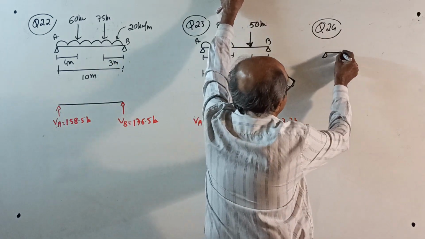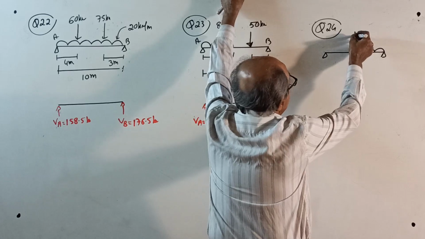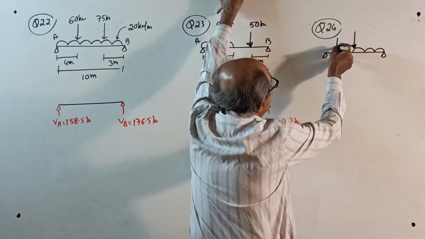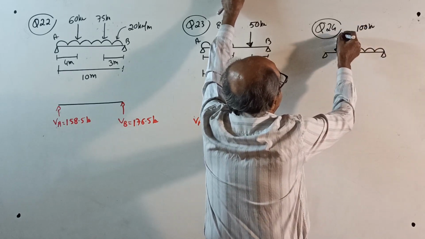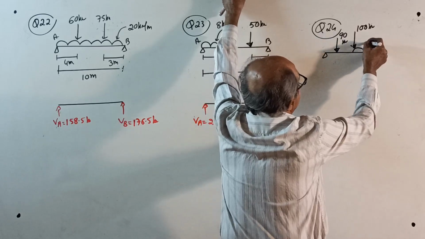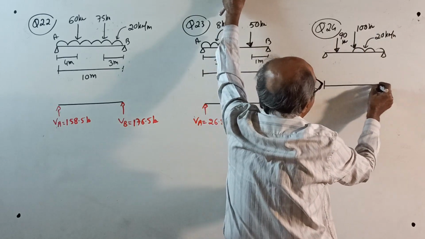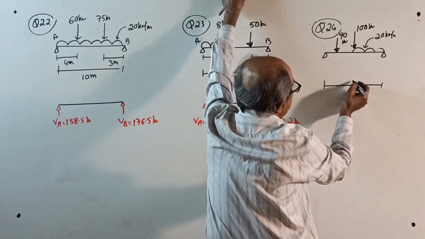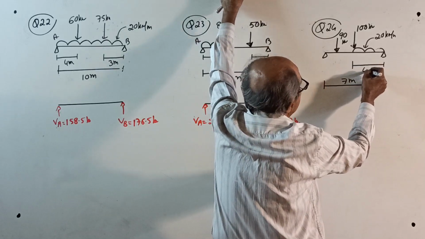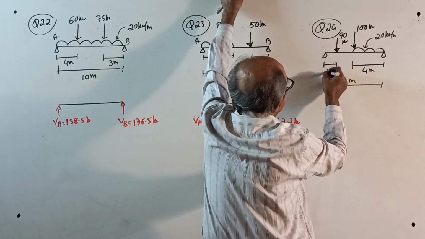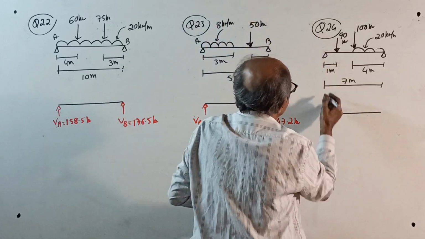Now, I will give the next question. Suppose once again, UDL this side. One point load here and one more point load here. 100 kilonewton, 90 kilonewton. This is 20 kilonewton per meter. Total length of beam is anything, 7 meter. Okay, one fraction. This is 4 meter. 3 remaining. This is 1 meter. Now fraction will come. Unavoidable. Answer. This is AB.